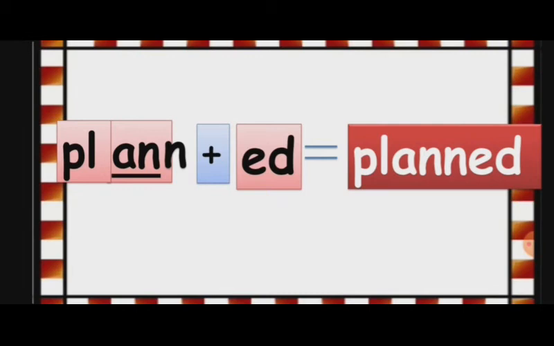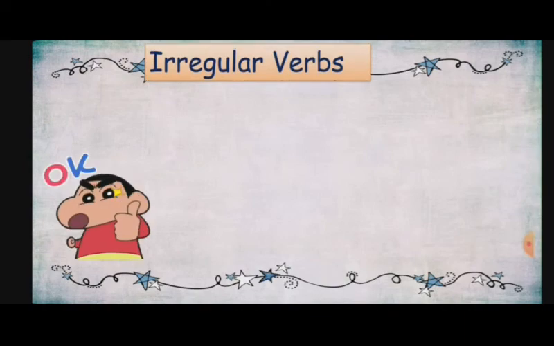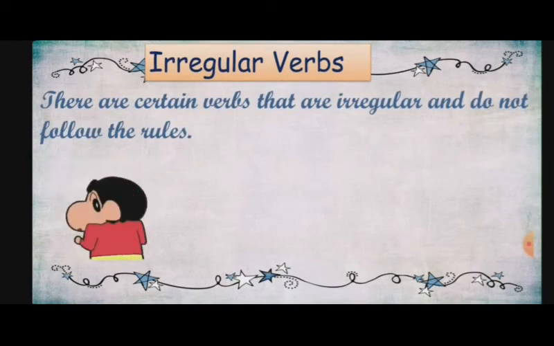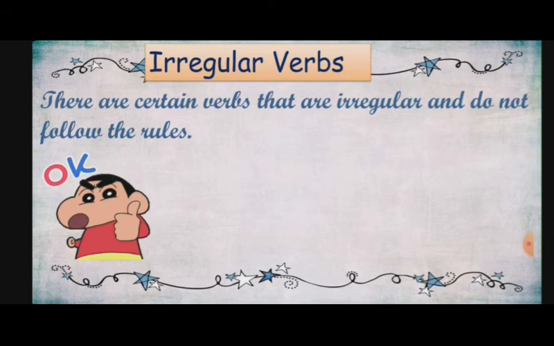But children, this was all about regular verbs. There are few verbs which are irregular. Let us see. As you know, Shinchan is very naughty. There are few irregular verbs which are very naughty and they do not follow any rules. Let us see how they are written in their past form.